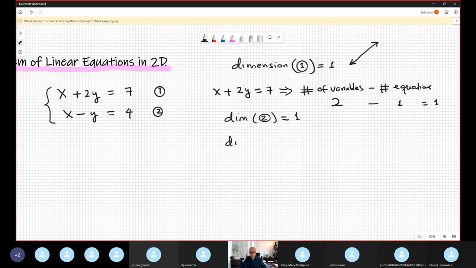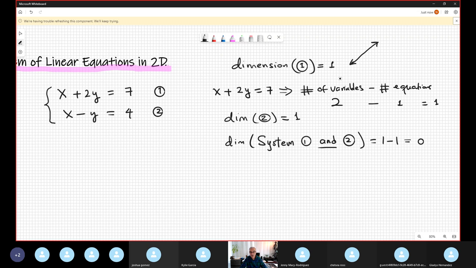However, the dimension of the system formed by equation one and equation two, very important to understand. When you write the system of equations, the connection between the equations is the conjunction and, not or. Remember the idea behind compound statements: you connect them by and, or you connect them by or. Here the specification is always and. Therefore, you need to satisfy equation one and equation two, both. So the dimension of the system is 1 minus 1, which is 0.